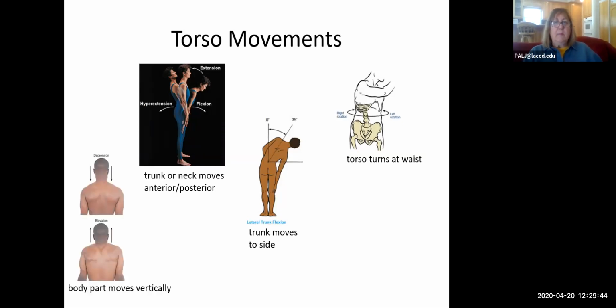Okay. Couple of more movements. If you are moving a body part in the vertical plane, if you're moving it upward, you are elevating it. For instance, when you close your mouth, you are elevating your mandible. And when you open your mouth, you are depressing your mandible. So you can do the same thing with your shoulders.